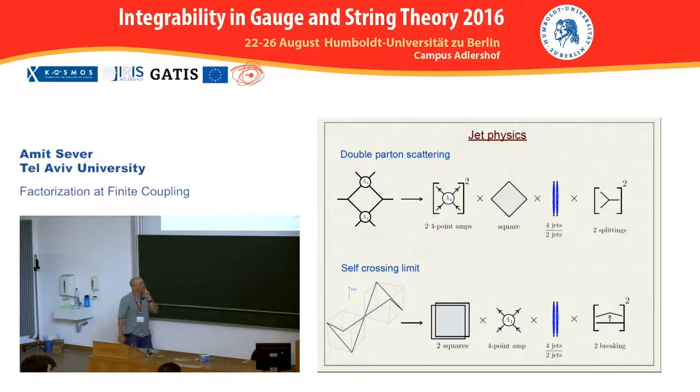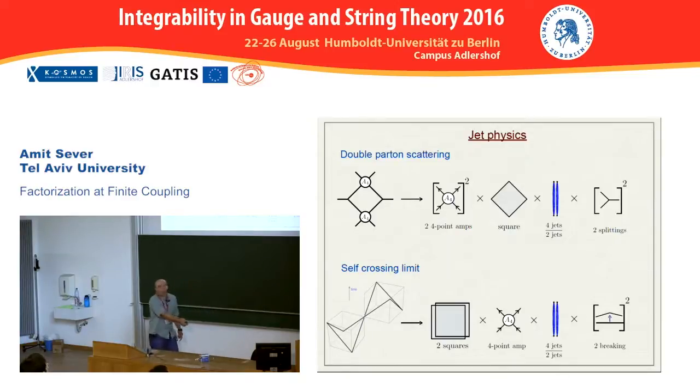And the T-dual picture of the same thing is the self-crossing. We expect it to be 2 squares, times a 4-point amplitude, times again 4 jets over 2 jets, times the probability of the Wilson line to break in that specific way, which is just the T-dual of the splitting.